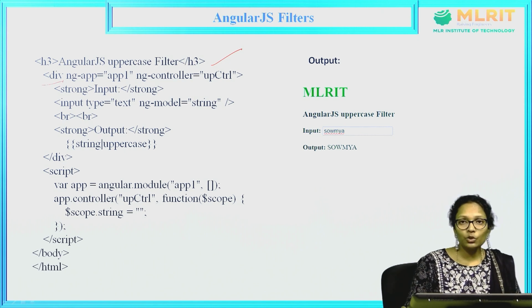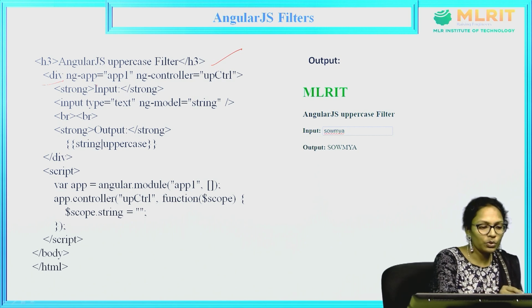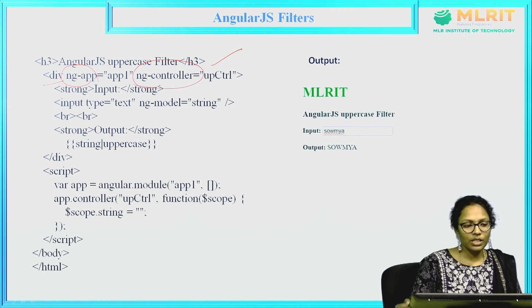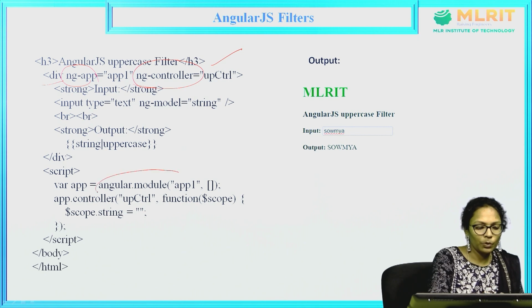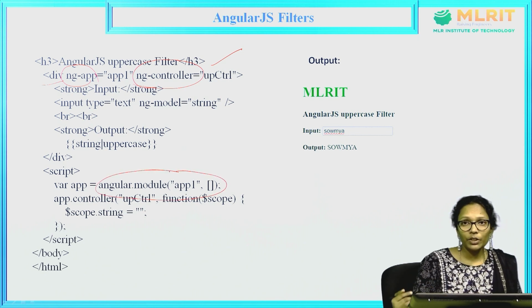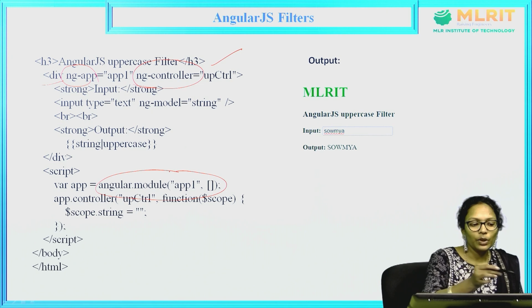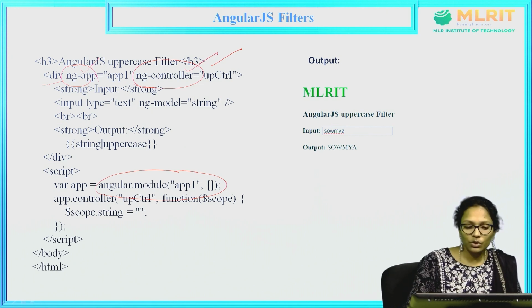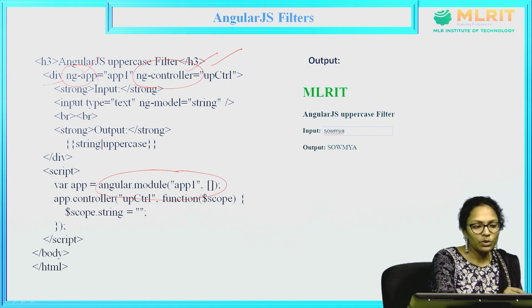Here we need to give the two main directives or attributes. One is ng-app and the other is ng-controller. We discussed ng-app and ng-controller in the previous videos. In this program these two are mandatory. Whenever you use a module in your program, you have to specify the ng-app name, and along with that, ng-controller is also mandatory.